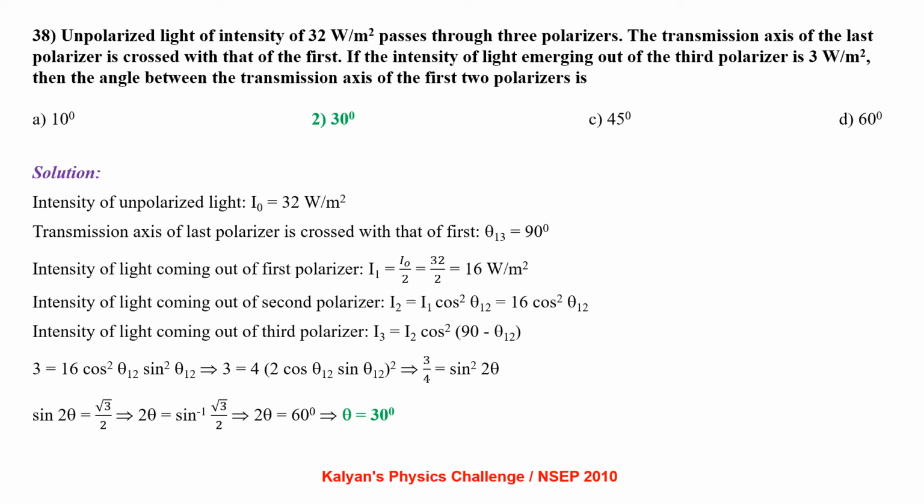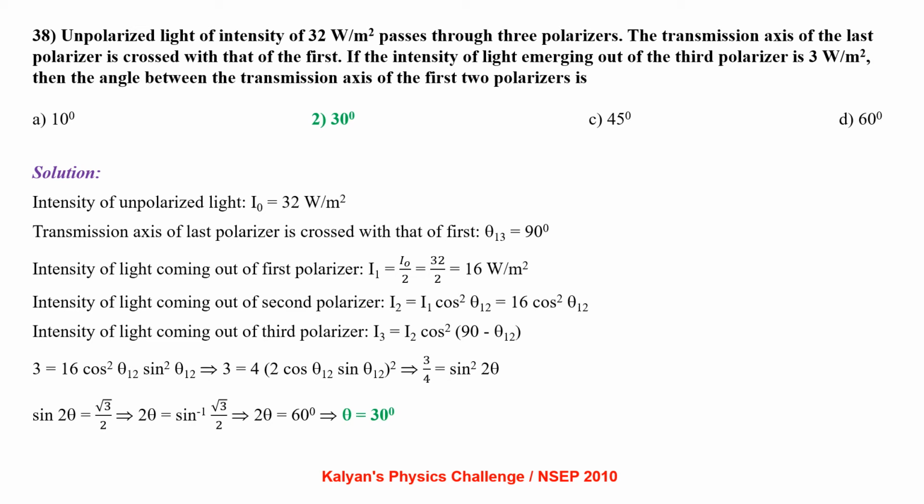Intensity of unpolarized light I0 equals 32 watt per meter square. Transmission axis of the last polarizer is crossed with that of the first one. So, theta 13 equals 90. Intensity of light coming out of the first polarizer is I1 equals I0 by 2, that comes out to be 16 watt per meter square.